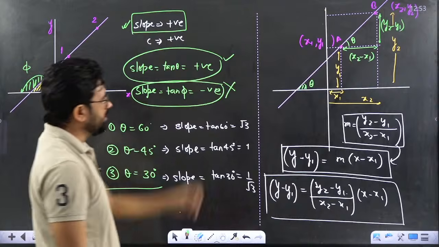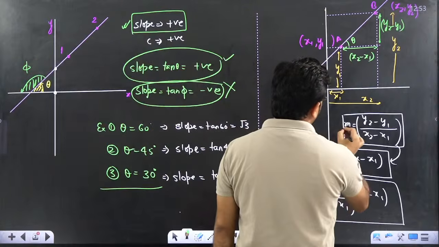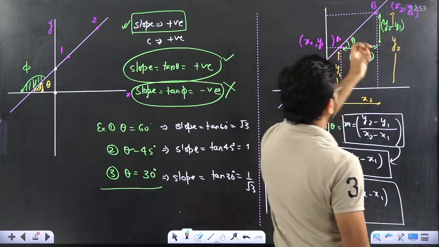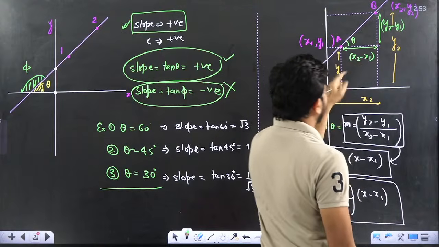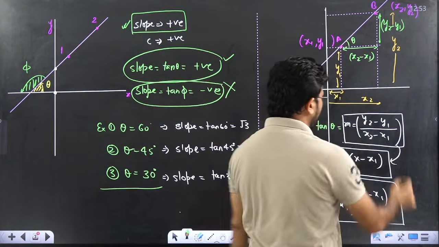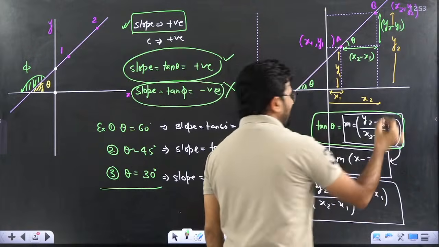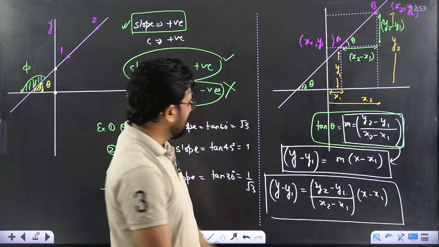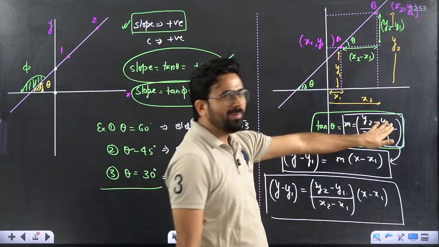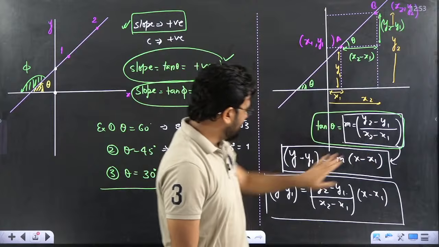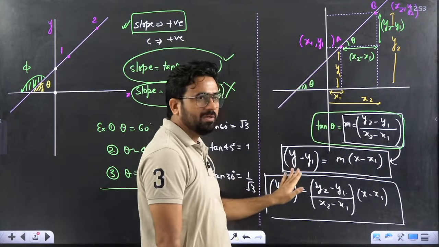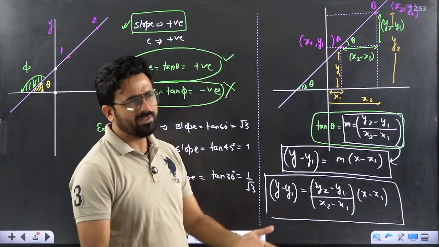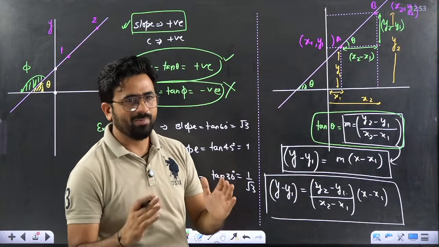This is theta. Here, if you want to write the slope, slope means tan theta. And what is tan theta? Tan theta means perpendicular upon base. The perpendicular is y2 minus y1 divided by x2 minus x1, which we have written here already. You put it in this formula and you will get the answer. Clear? So tan theta equals y2 minus y1 over x2 minus x1. The equation of the straight line is y minus y1 is equal to m into x minus x1. Very, very simple. Everyone has to be clear.